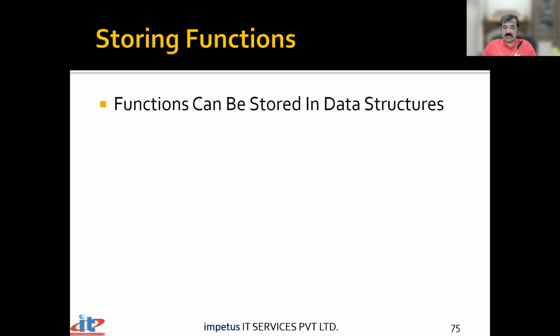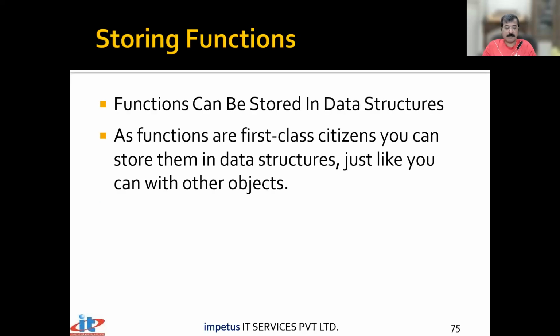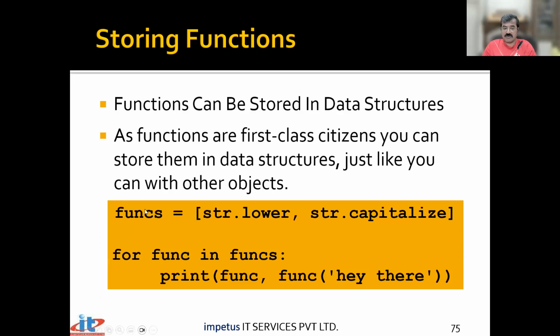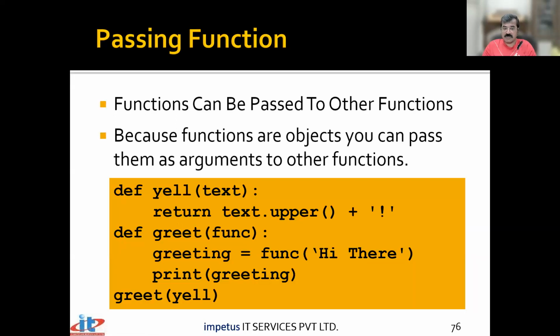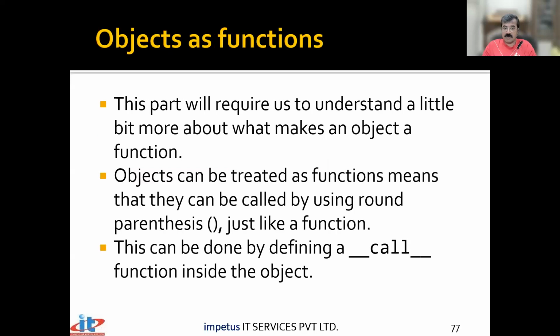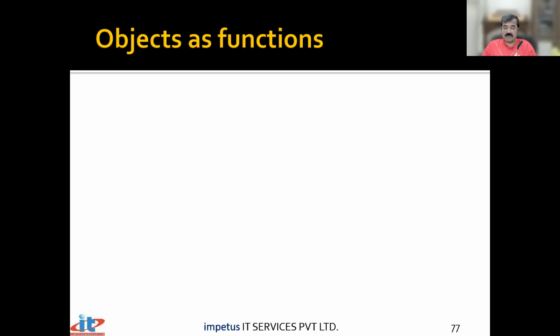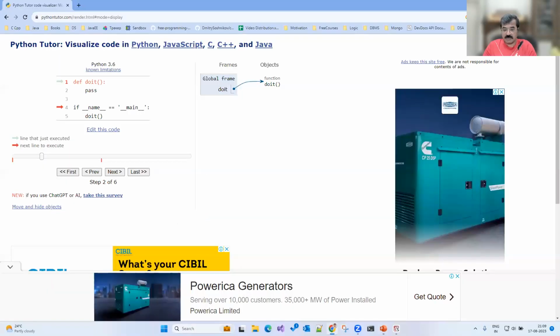And then there's also something called storing a function. You can store a function in any data structure: a list, a dictionary, a tuple, or a set. You could store them anywhere. So I could have a list of functions and I could just call those functions one after another. You could pass a function to another function. You could have a function as an object, and you can treat an object like a function as well. For this, let me give all the demonstrations now.